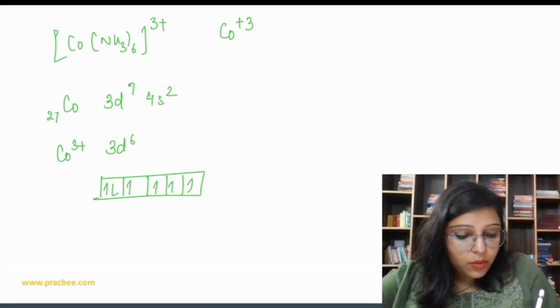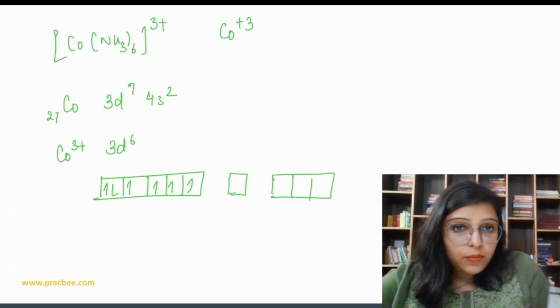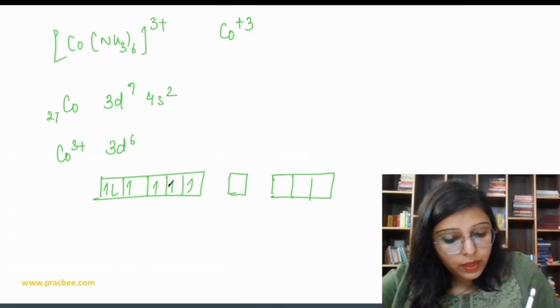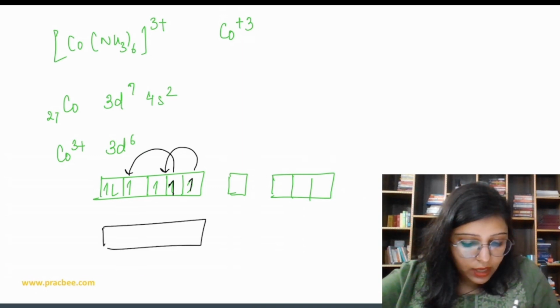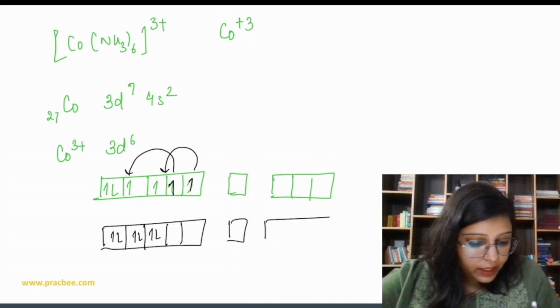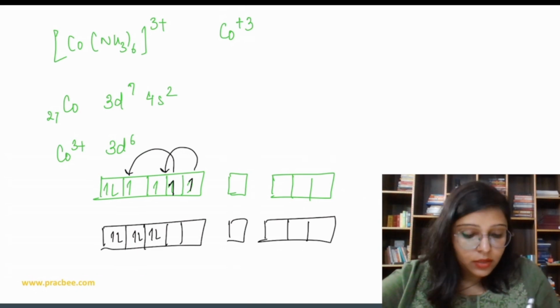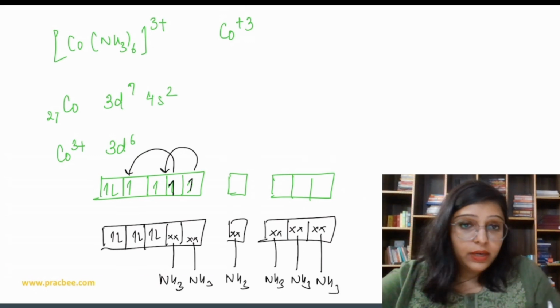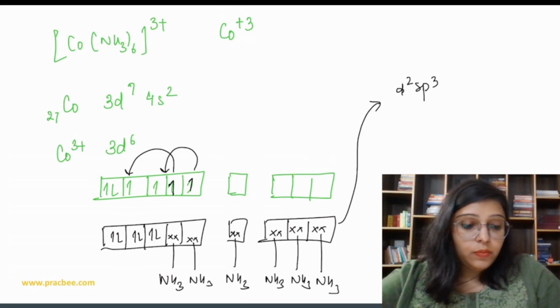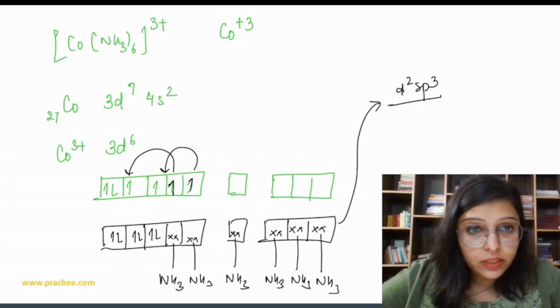Now in presence of ammonia, what happens? In presence of ammonia, pairing is going to happen, right? So pairing happens, and we have 1, 2, 3, 4, 5, 6. Now empty d, s and p. Here ammonia can give its electron, here and here. So here hybridization is d2sp3 because inner d orbitals are involved, not sp3d2, right?